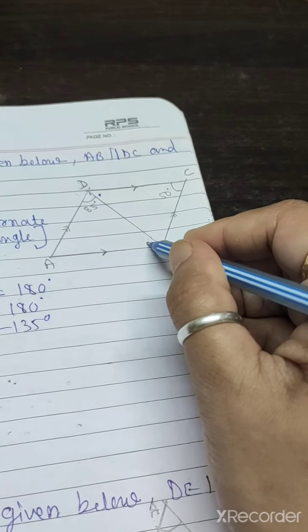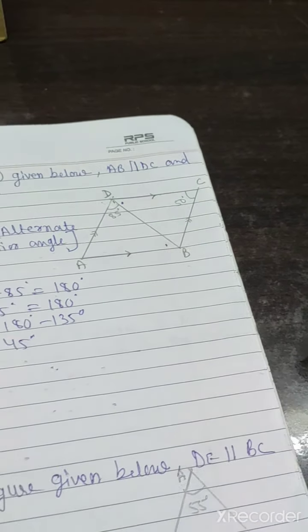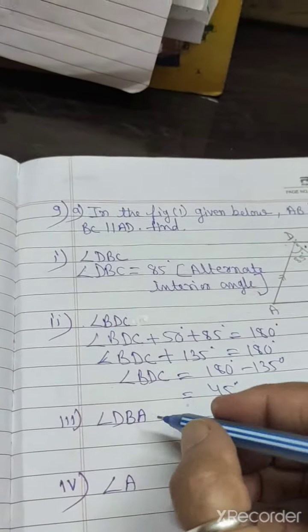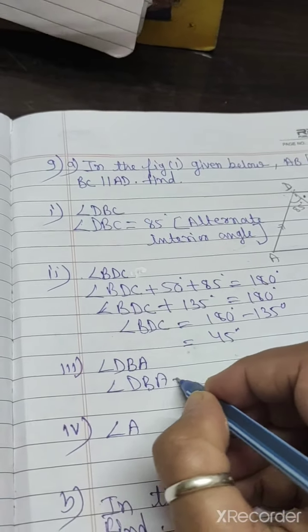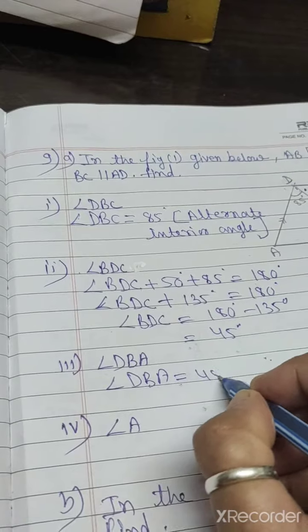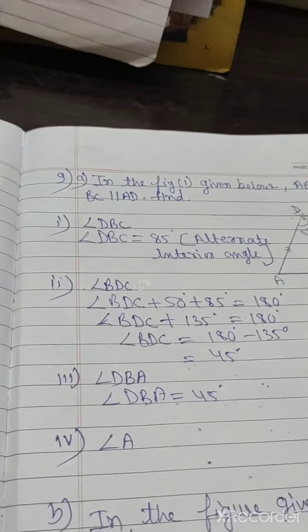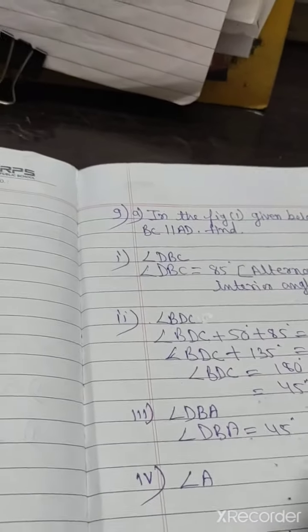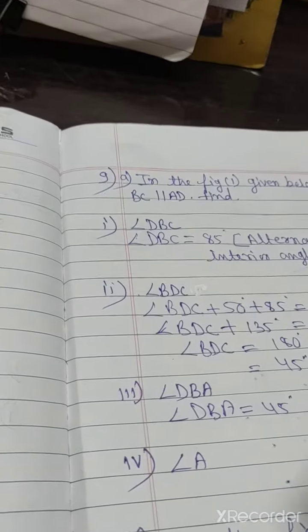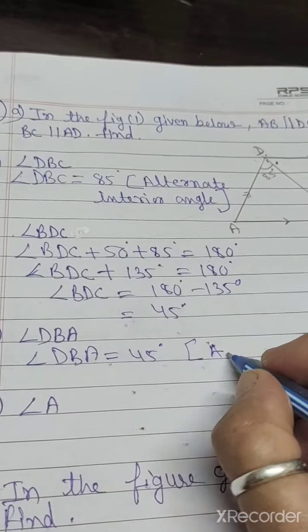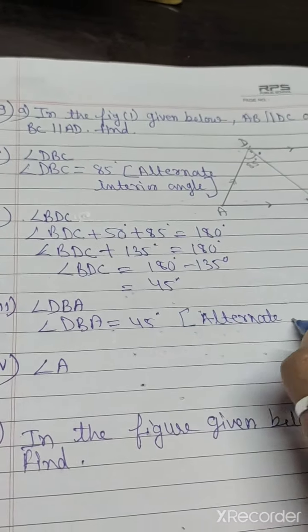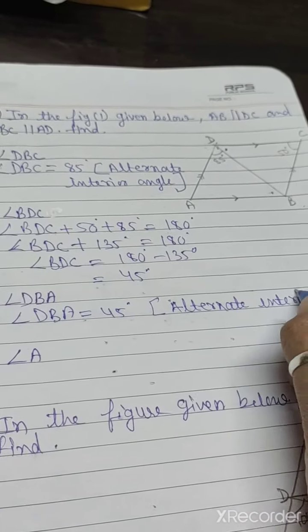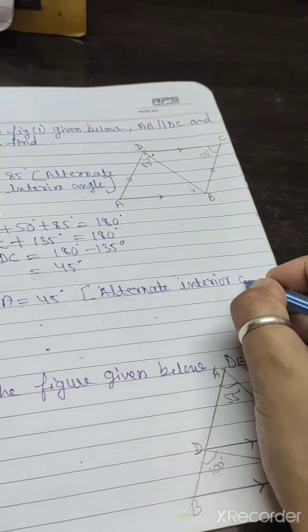Next, DBA, this angle. So angle DBA is equal to 45 degree. DBA 45 degree, alternate interior angle.